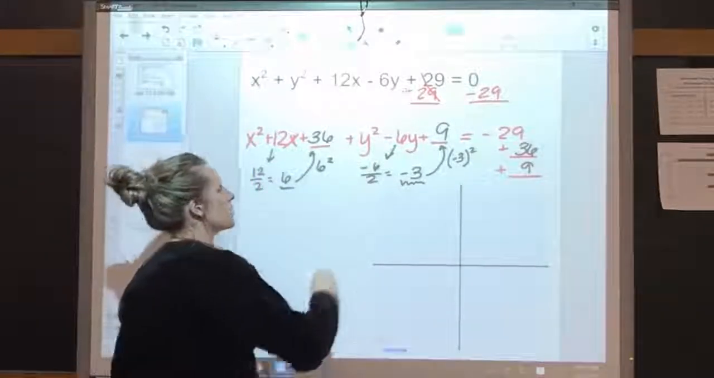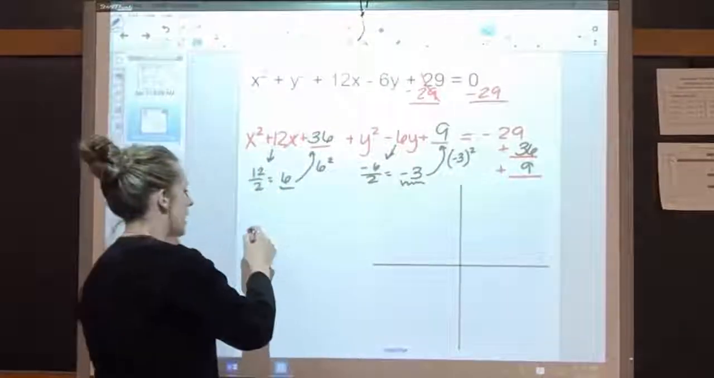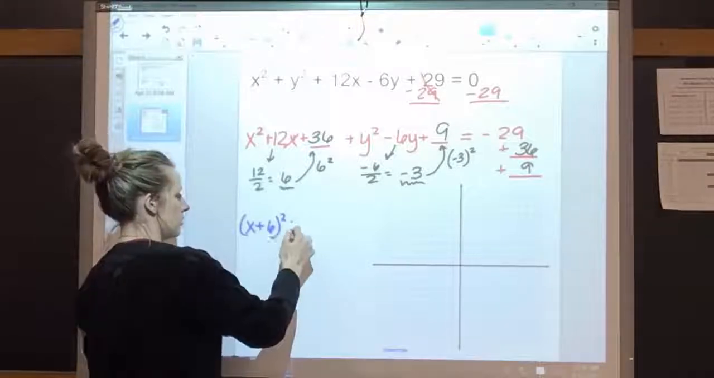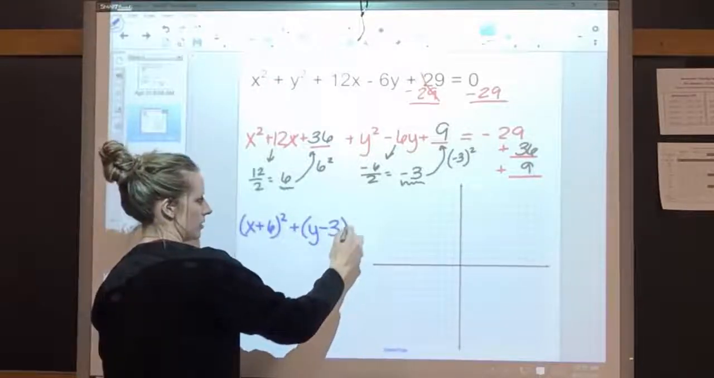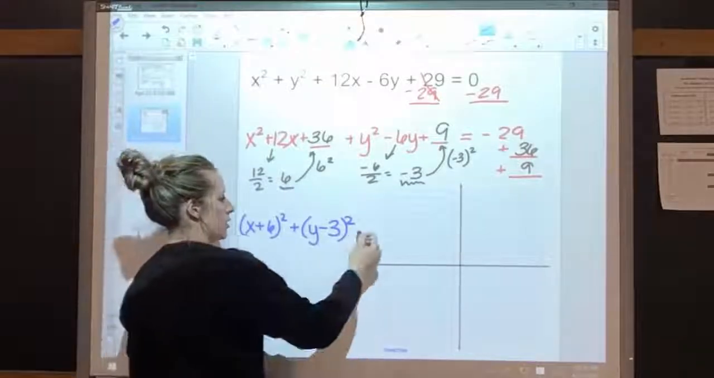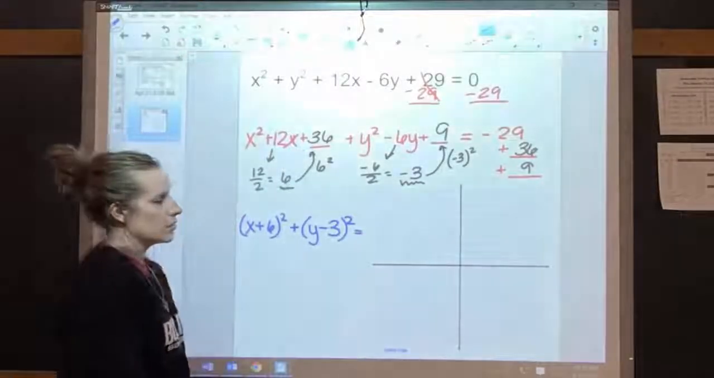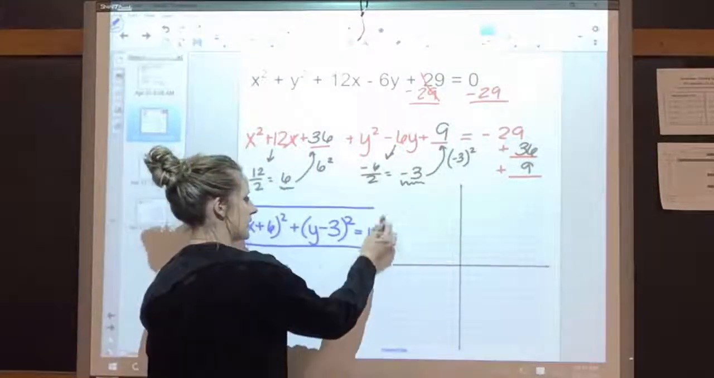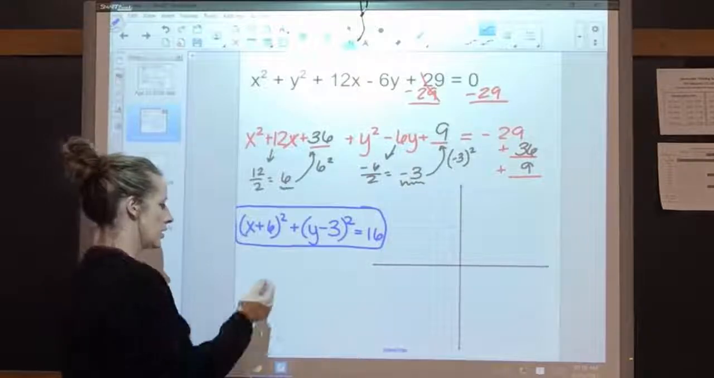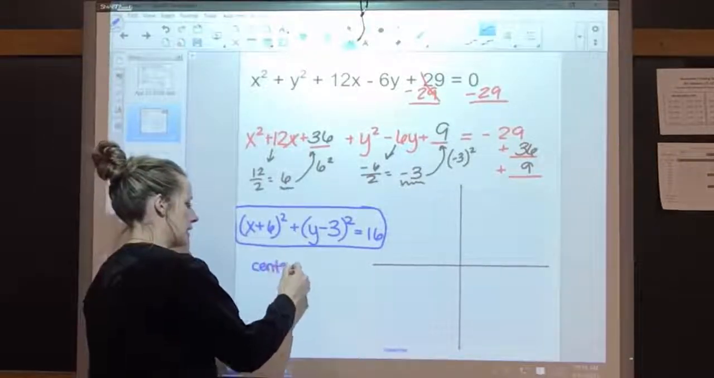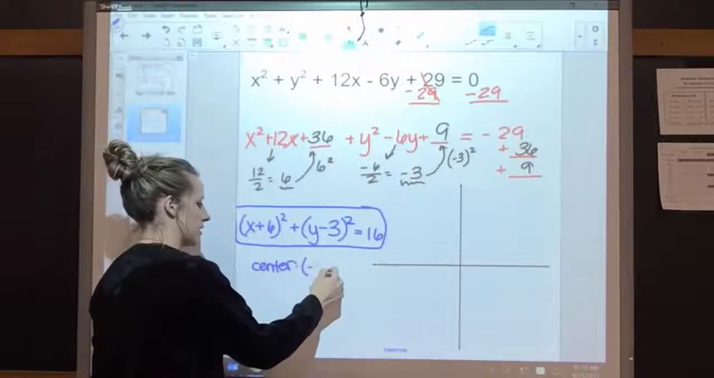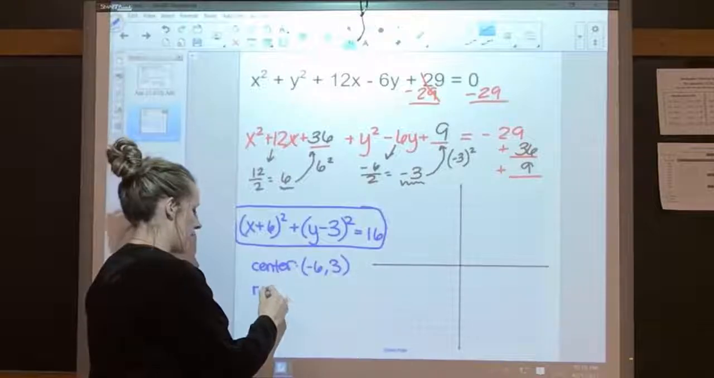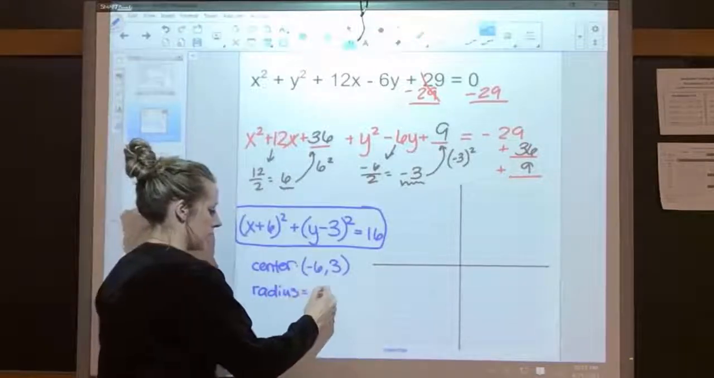Okay, so now we're going to put it in factored form. I'm going to have x plus 6 squared plus y minus 3 squared equals, if you add all those up, you should get 16. So that's standard form. Okay, so that means our center is negative 6, 3. You always take the opposite. Your radius, the square root of 16, would be 4.